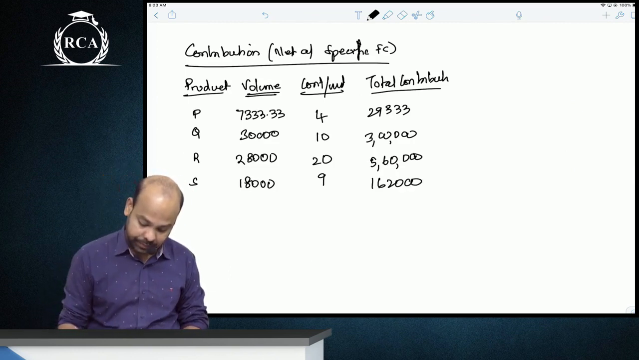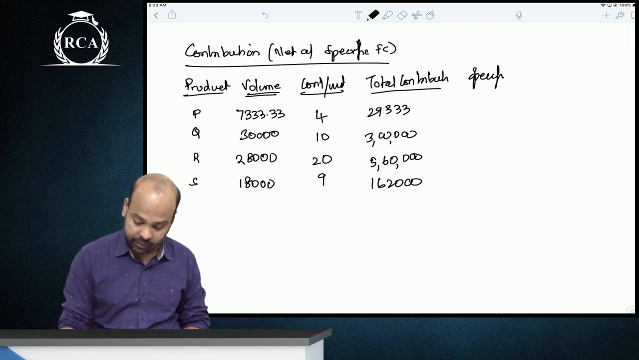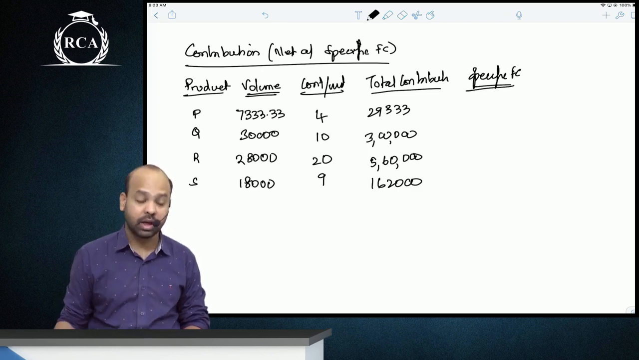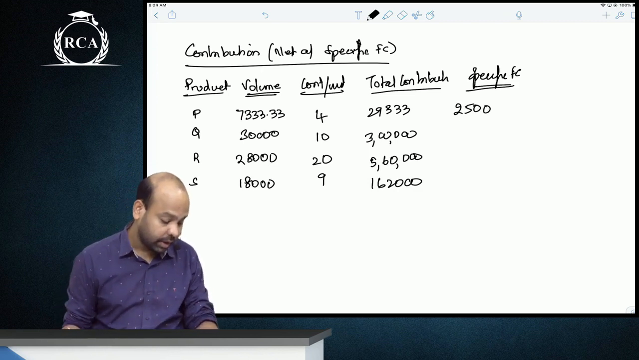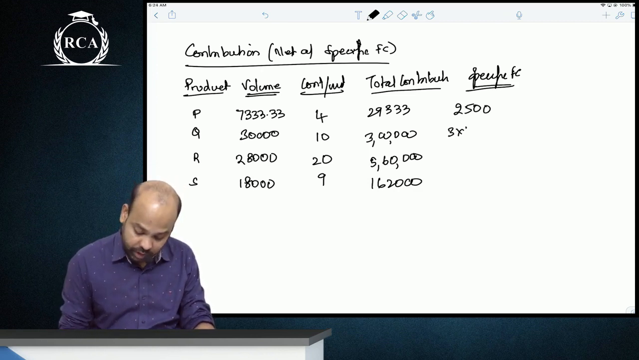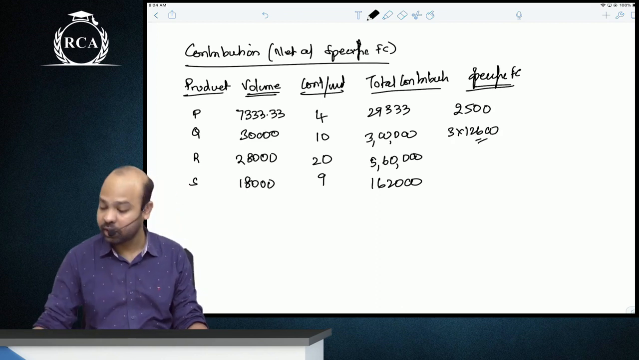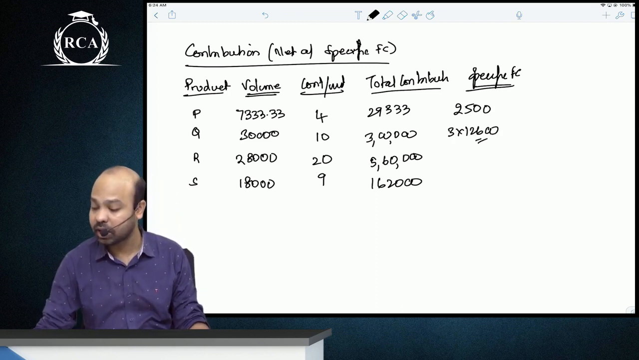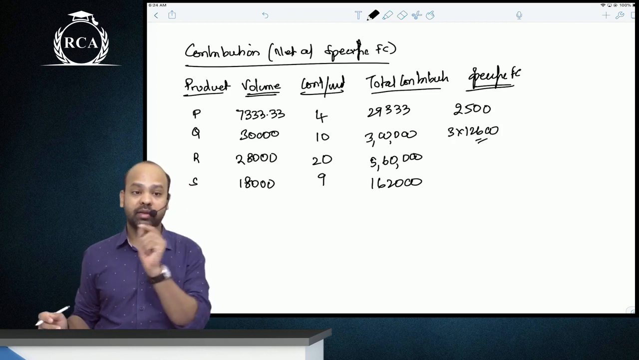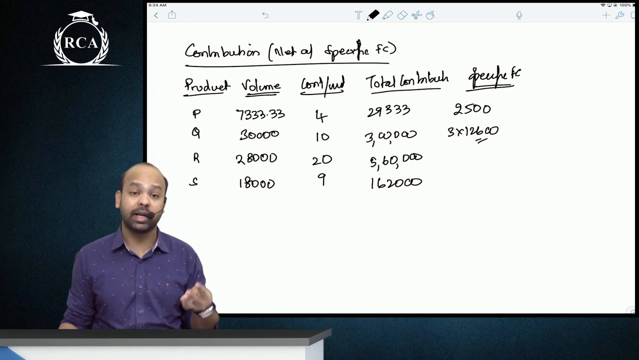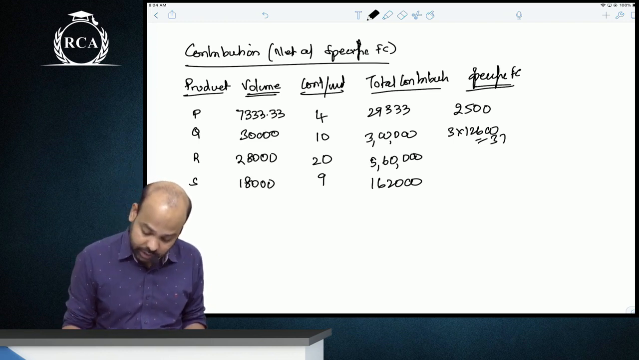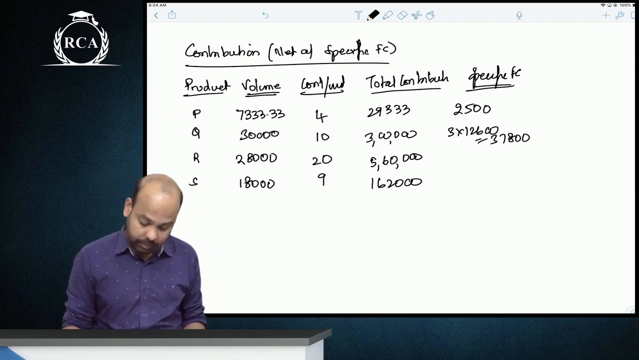Please remember, guys, specific fixed cost should be for multiples of 10,000 units. Here there's only the one thing beta, 2,500. Here it should be 3 times of 12,600. Remember it is 12,600, guys, for every 10,000 units. You are manufacturing 30,000 units, so it should be 3 times of that, 37,800.